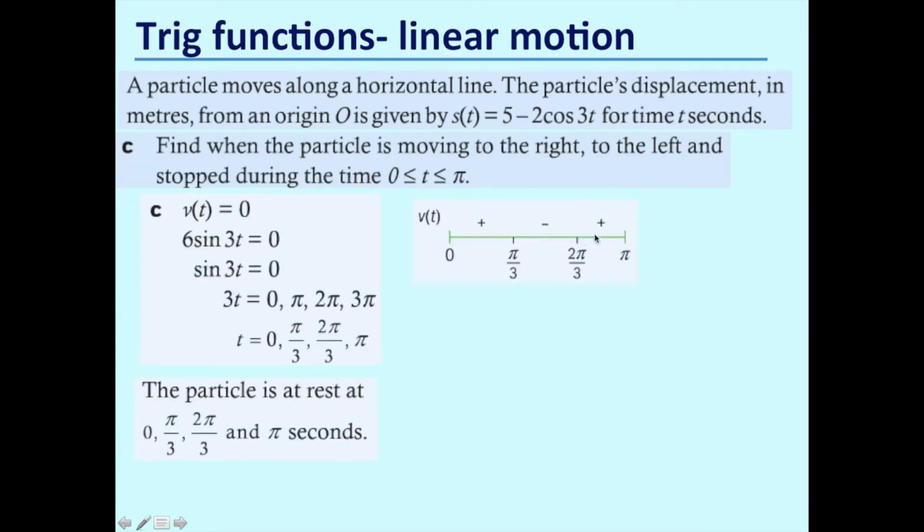In order then to ascertain where it's moving left or right, a bit like when we're finding maximum, minimum, or points of inflection, we've got our stationary points here, and we're going to test some values either side. So we can see that here it's moving right, here it's moving left, and here it's moving right.